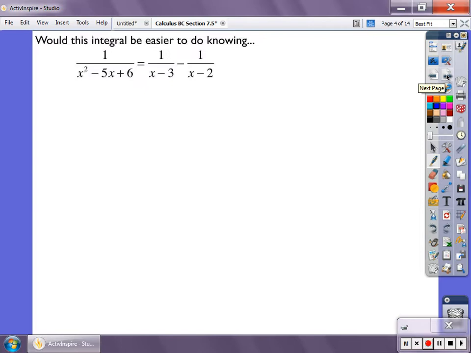And it would be much, much easier to take this integral if we knew that 1 over x squared minus 5x plus 6, the integrand, was equal to 1 over x minus 3 minus 1 over x minus 2. Because if we were to integrate these individual ones, well, this is just a simple u substitution, and you're going to get a natural log of x minus 3 minus a natural log of x minus 2, and we're going to be good to go. So that's what today is all about. It's taking something that looks like this and then turning it into these here.